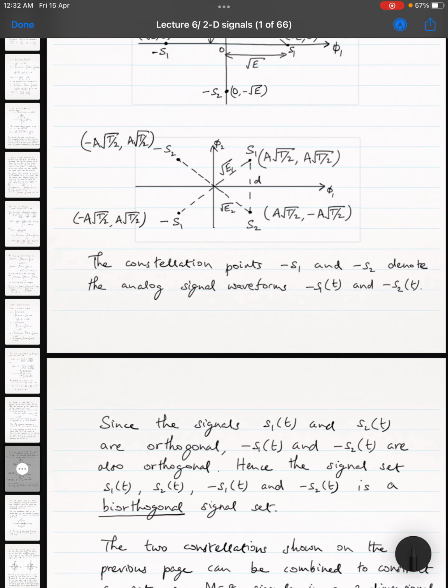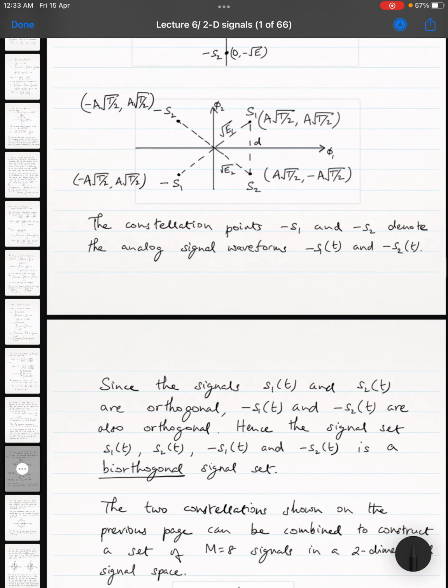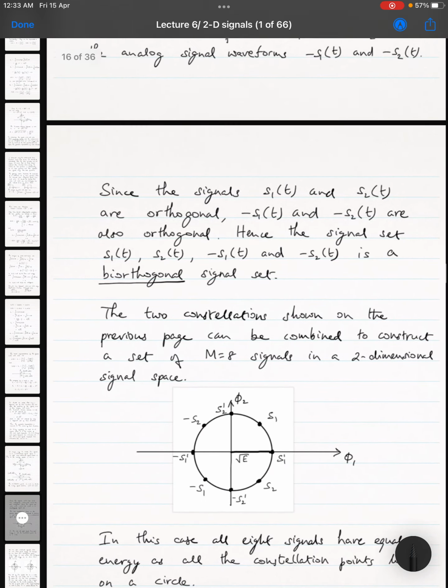Now, we notice that all these signals are not mutually orthogonal with respect to each other, but we see that S1 and S2 are orthogonal, and minus S1 and minus S2 are orthogonal, and hence we say that this set of signals is a bi-orthogonal set. It's not a completely orthogonal set. It is a bi-orthogonal set. That means certain pairs are orthogonal. You have two pairs, S1 and S2 orthogonal, and minus S1 and minus S2 orthogonal with respect to each other. So we call this a bi-orthogonal set.